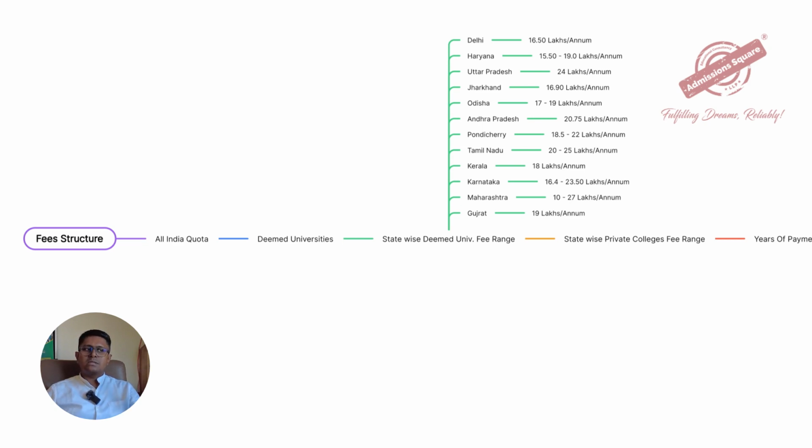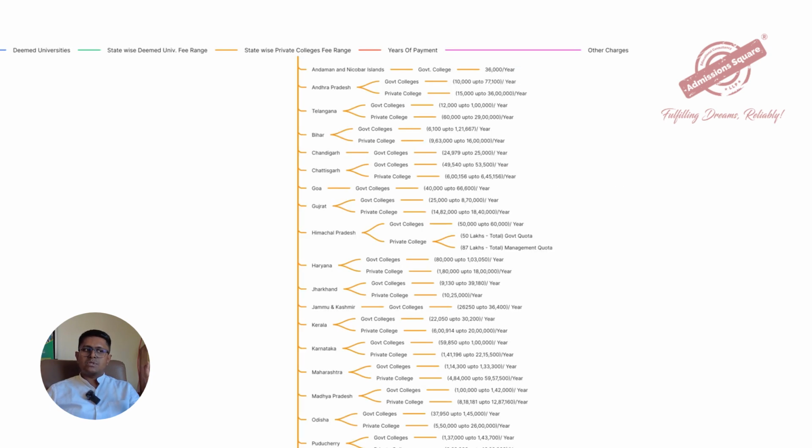Similarly, across all colleges, all states, fee structures will vary, but mostly it will be in this range in the deemed universities. In private colleges, it will be in the range of 8 lakh, 9 lakh, not 8 lakh, mostly it is 10 lakh and beyond.